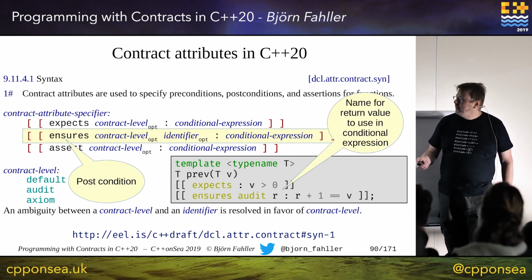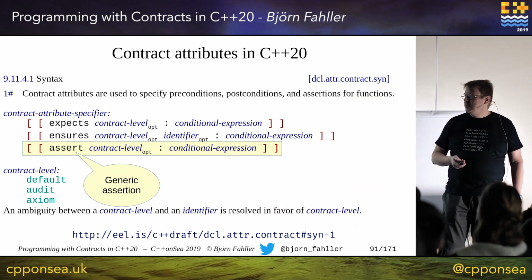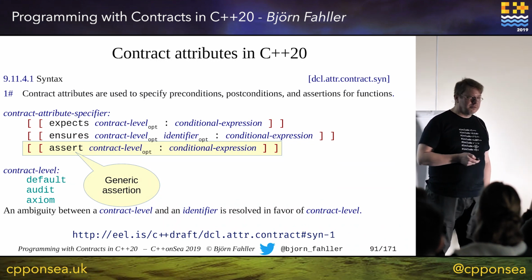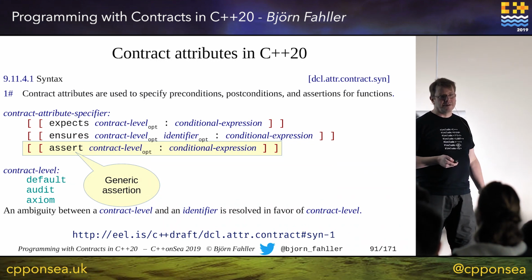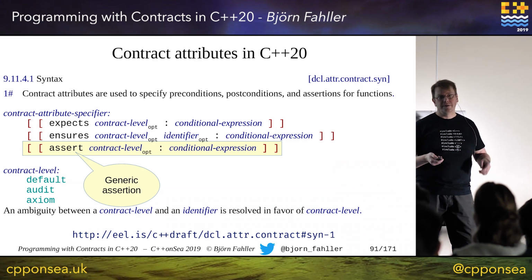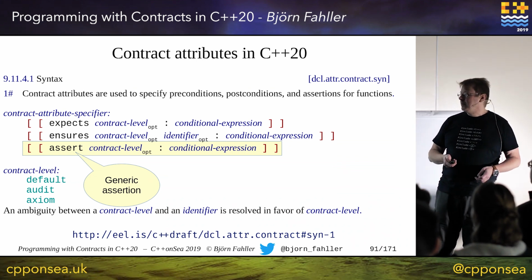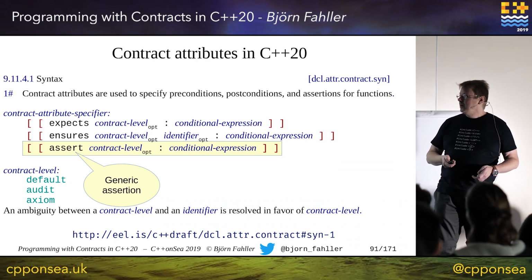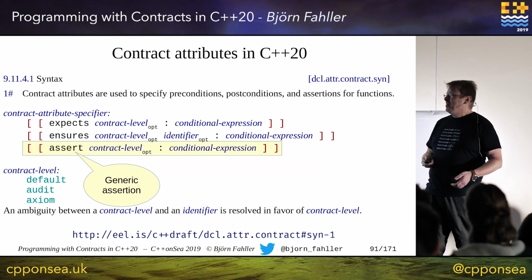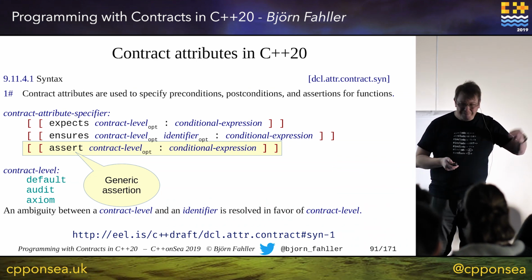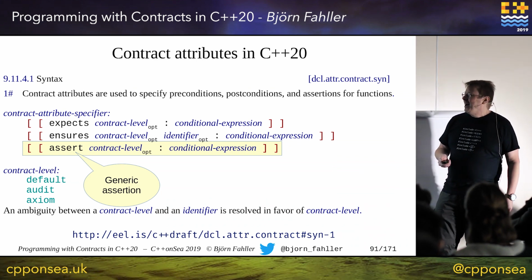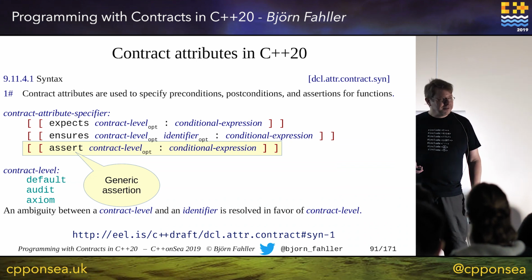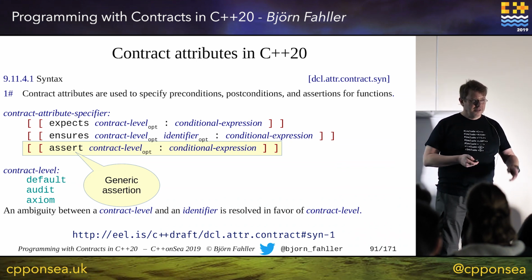And then we have assert, which is just a general assertion, the same as the assert macro. The only difference between this and the assert macro is that, to begin with, it's not a macro. So there are two differences: it's not a macro, and you can optionally give the contract level.